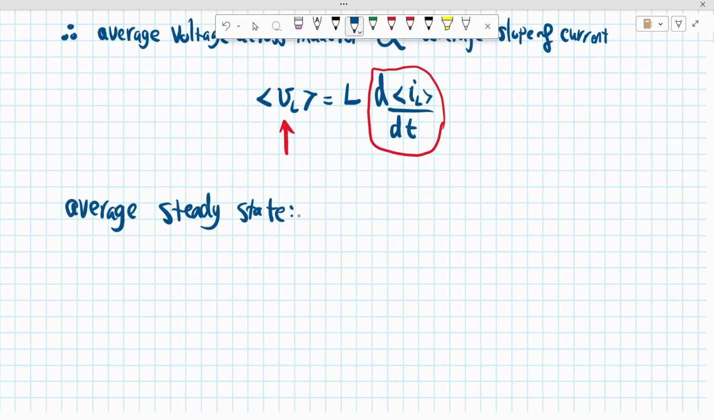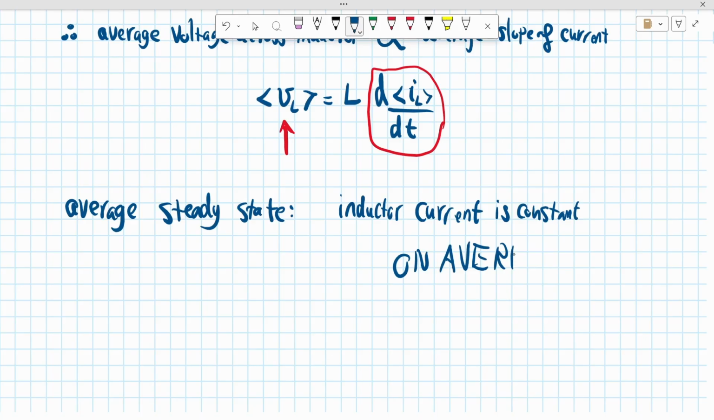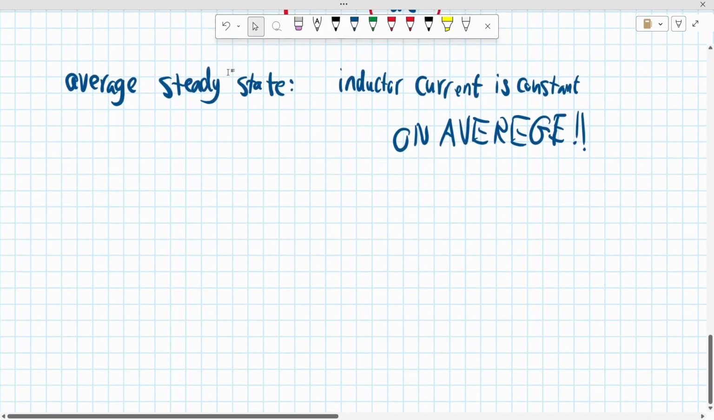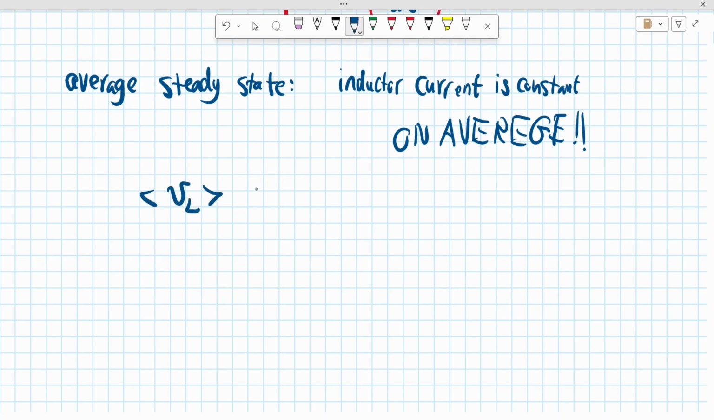We say that average steady state is the state at which everything is constant on average. So inductor current is constant on average, right? Remember, on average. So inductor current is constant on average, which means the inductor average voltage is 0.